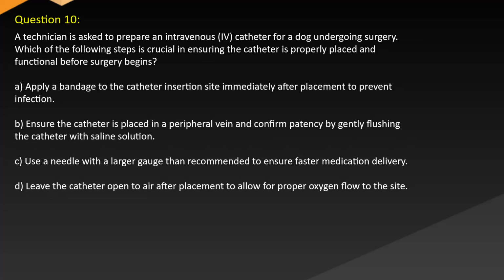Question 10. A technician is asked to prepare an intravenous catheter for a dog undergoing surgery. Which of the following steps is crucial in ensuring the catheter is properly placed and functional before surgery begins? A. Apply a bandage to the catheter insertion site immediately after placement to prevent infection. B. Ensure the catheter is placed in a peripheral vein and confirm patency by gently flushing the catheter with saline solution. C. Use a needle with a larger gauge than recommended to ensure faster medication delivery. D. Leave the catheter open to air after placement to allow for proper oxygen flow to the site.